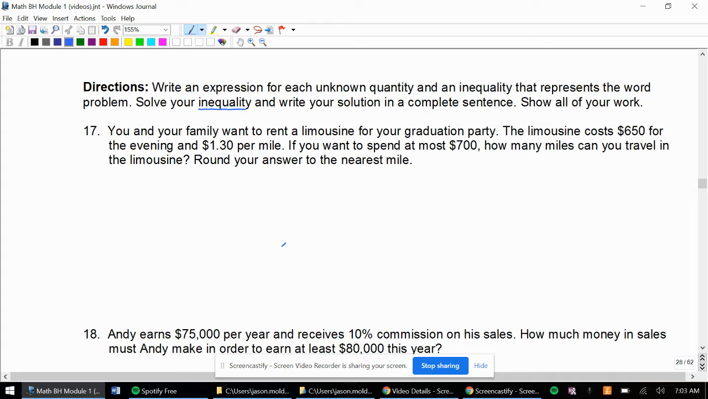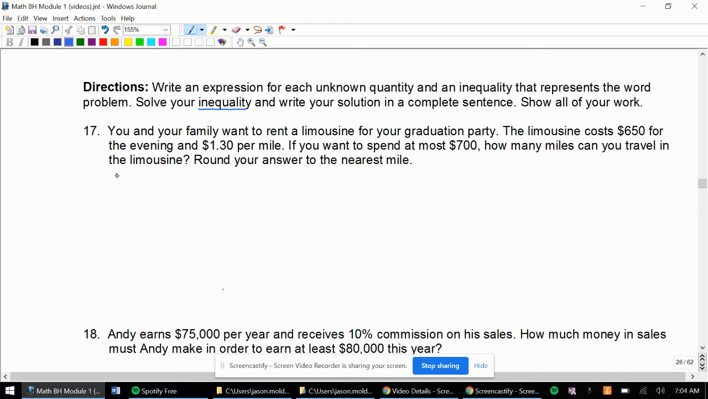You and your family want to rent a limousine for your graduation party. The limousine costs $650 for the evening and $1.30 per mile. If you want to spend at most $700, how many miles can you travel in the limousine? Round your answer to the nearest mile. All right, so how many miles can you travel?